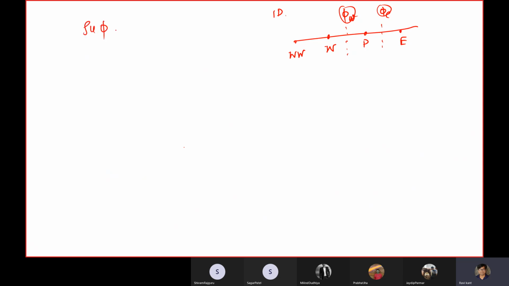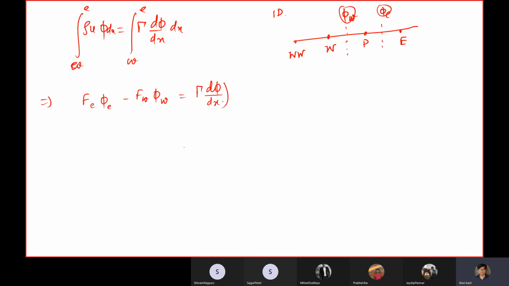So when you do the similar calculation, let's suppose your governing equation is d by dx of rho u phi is equal to d by dx of gamma d phi by dx. This was your governing equation. You try to integrate it, dx from west face to east face, and you come up with similar terminologies. Finally, Fe phi e minus Fw phi w is equal to gamma d phi by dx at the east face minus gamma d phi by dx at the west face.